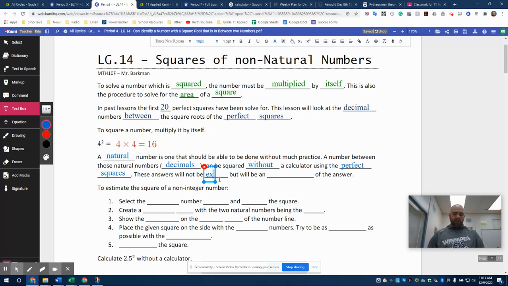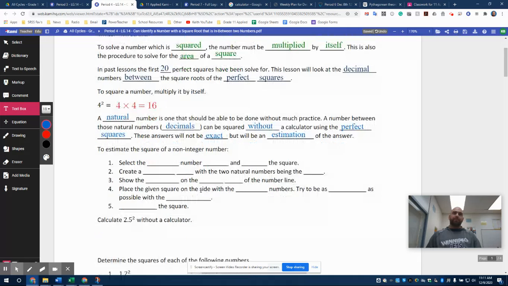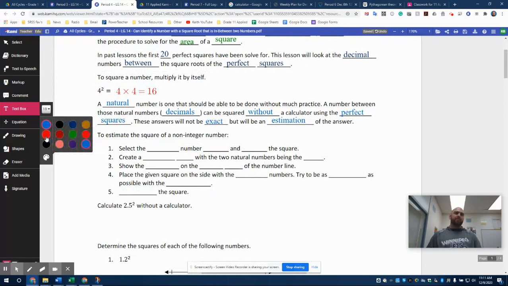Now again, as I've mentioned before, these are not going to be exact, but are going to be an estimation of our answer. They will not be an exact value, and it's important to remember that it's an estimation. How are we going to do this? A 5-step process.